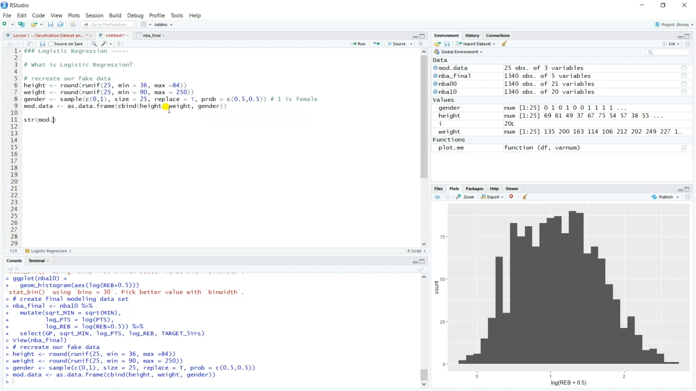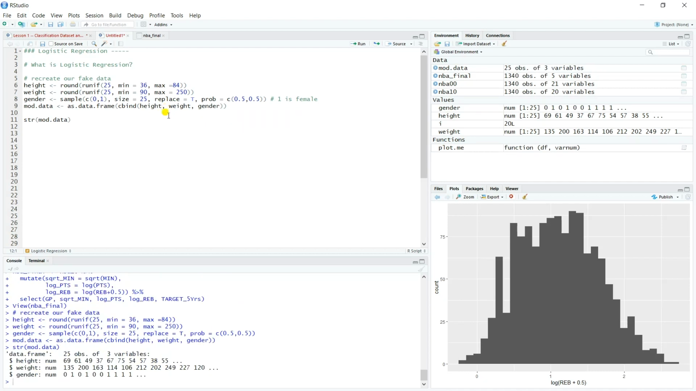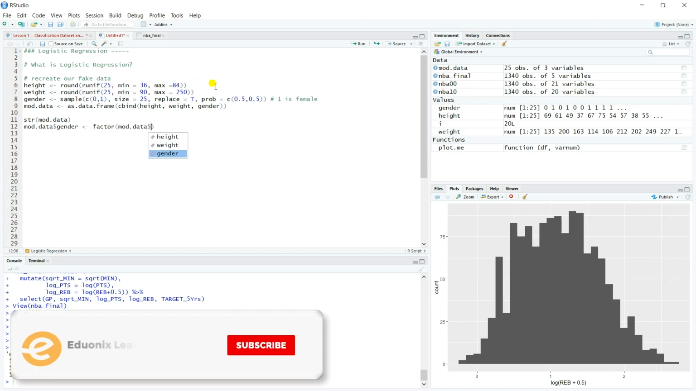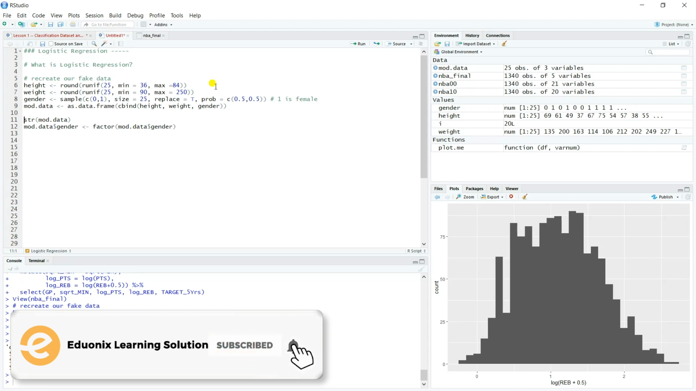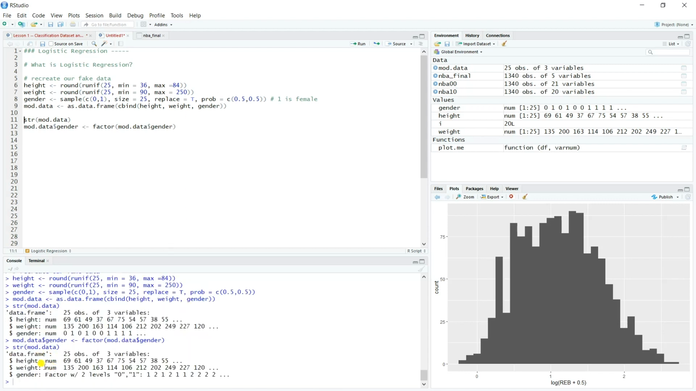I want to check the structure of this. Okay, all those are numeric. In order to do this, we need gender to be a factor variable, so we'll turn it into a factor variable here. Let's check the structure again, make sure we're good. You see we have height and weight as numeric inputs, and gender is a factor, which will be the target variable here. It has 2 levels, 0 and 1, and 1 would be female.